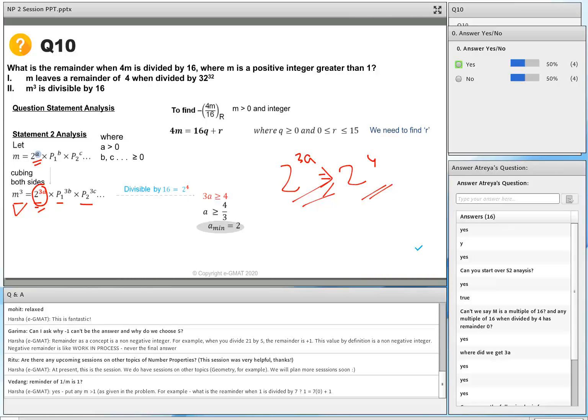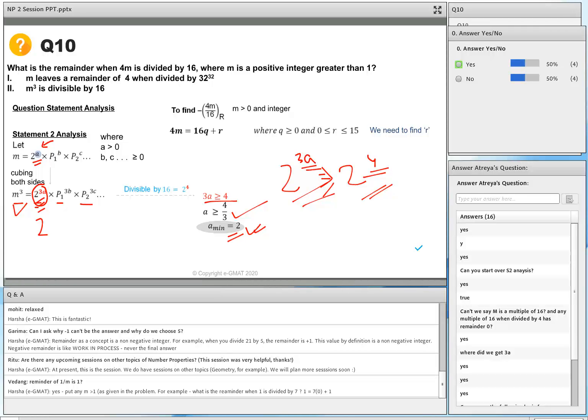Now, if 2 to the power 4 is inside 2 to the power 3a, so 3a is either equal to 4 or greater than 4, or the value of a is equal to or greater than 4 by 3, which is 1.33. So the minimum value, and we all know that the exponent in the prime factorization always has to be an integer. So the minimum integer that is greater than 1.33 is equal to 2, right? Now, if that is equal to 2, I can say that the minimum power over here is 2 to the power 3a, where the minimum value of a is equal to 2.